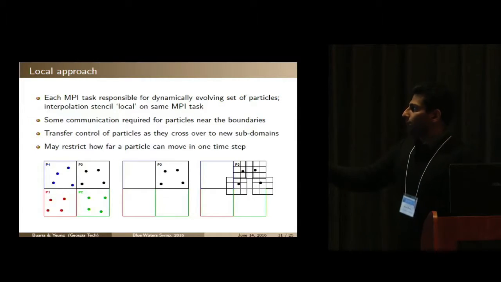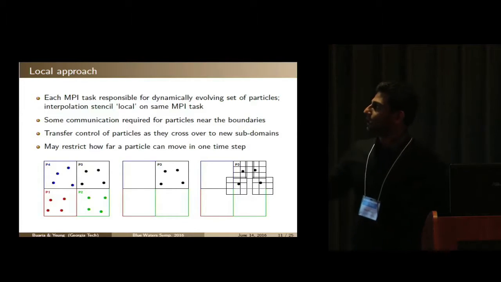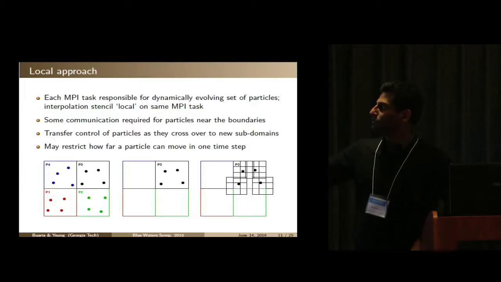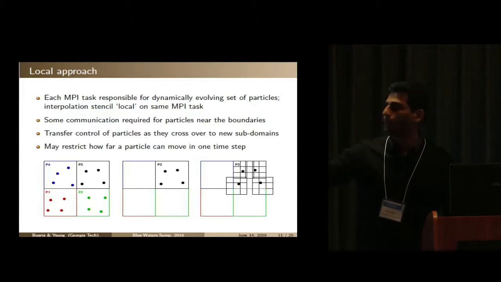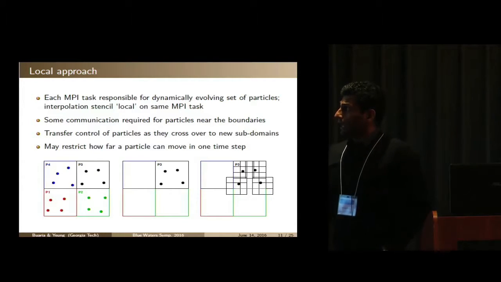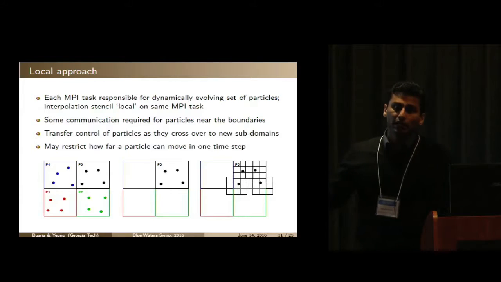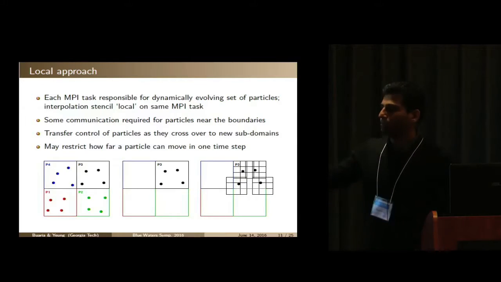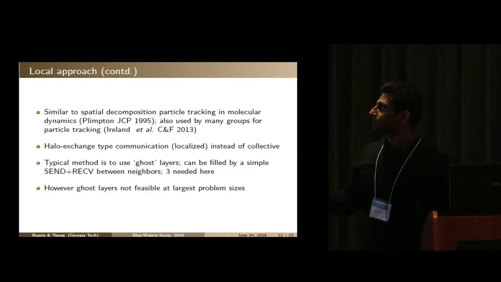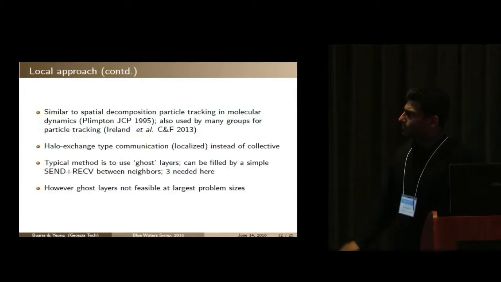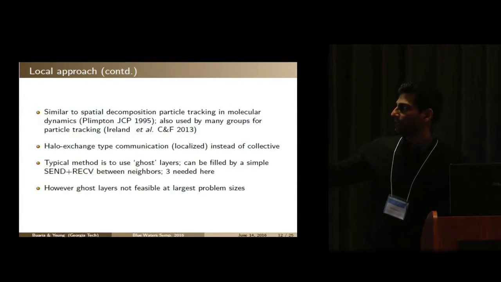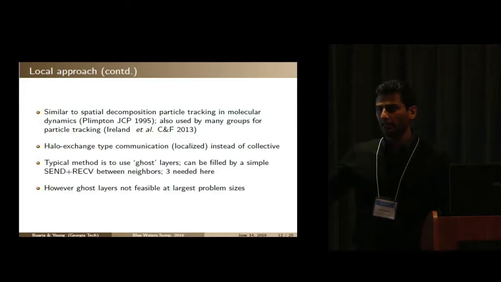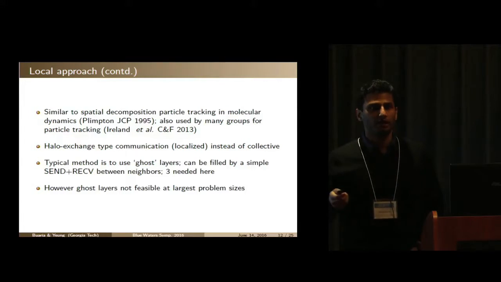Of course, for particles very close to the boundary, we need some kind of communication to interpolate. And as the particle moves out of the domain, we transfer their control to the new respective MPI tasks. This may restrict how far a particle can move in a given time step, depending on how the implementation is done. But as I mentioned, this is a very common approach, but I'll talk about how this becomes very different when we look at a very large problem size.